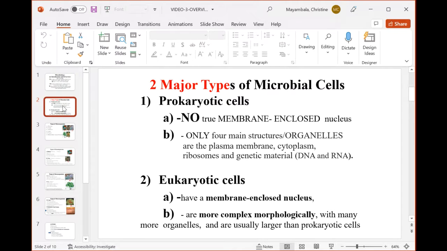And this slide talks about two major types of cells among microbes, the prokaryotic cells and the eukaryotic cells. These 2 types are going to play a key role in how the infections that they cause are treated by a doctor, because the 2 types are determined by the type of structures that they have. Number 1, the prokaryotic cells means that those cells do not have a membrane around the nucleus.